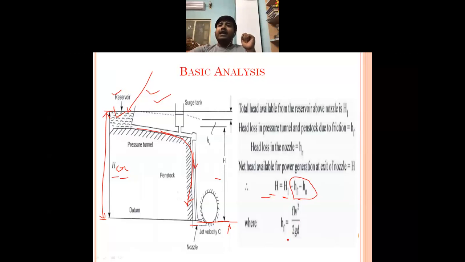HF is equal to F L V square by D into 2G, that is known as the Darcy-Weisbach equation. Here F is the Darcy coefficient, L is the length, V is the velocity of the fluid, D is the diameter, and L is the length. You know all these things, you have already read them. So the net head H is equal to the gross head minus the frictional head, that is F L V square by D into 2G.